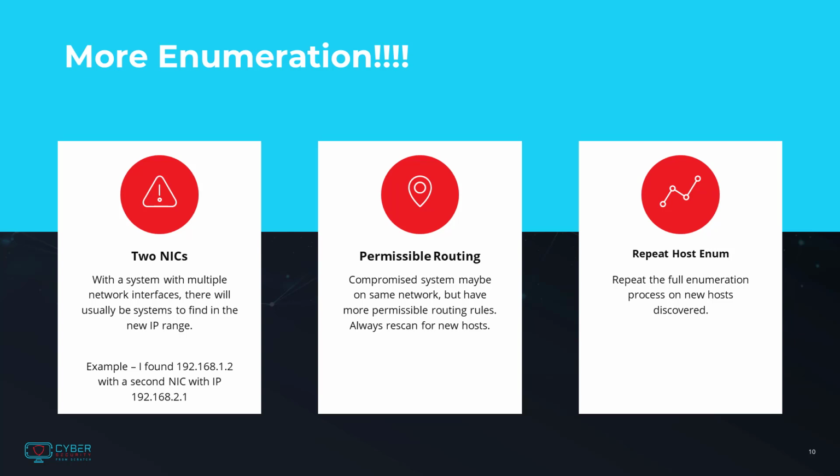Additionally, even if there isn't a whole new network interface card implying that there's a whole other network to exploit, sometimes a particular host just has additional privileges to route to additional hosts, and so the attacker is going to look to rescan for new hosts, even if they don't see an obvious new network to exploit. And then finally, on any new network that they're able to find, or new hosts that they're able to route to, they're going to repeat the same sort of host enumeration cycle that we discussed previously, scanning the host, determining what services are running, etc.